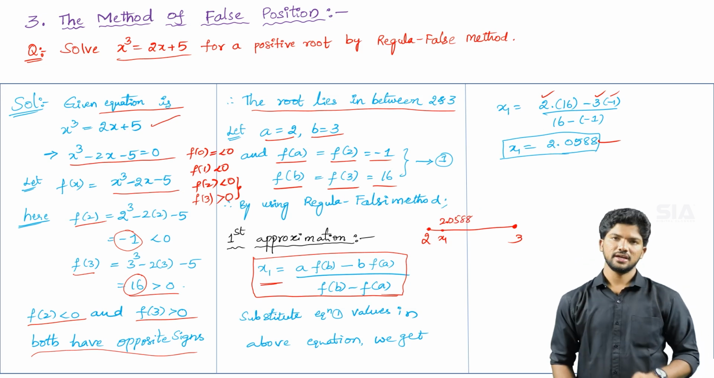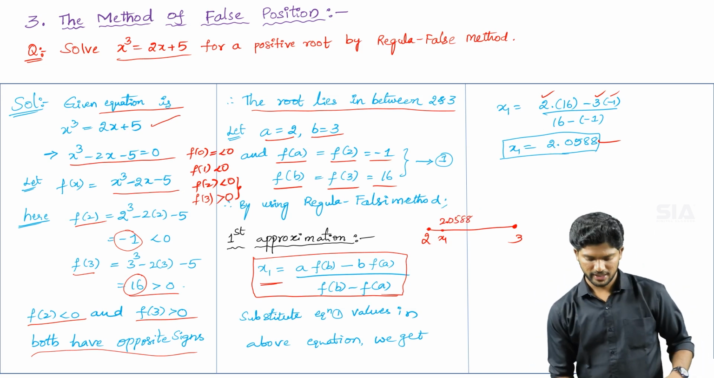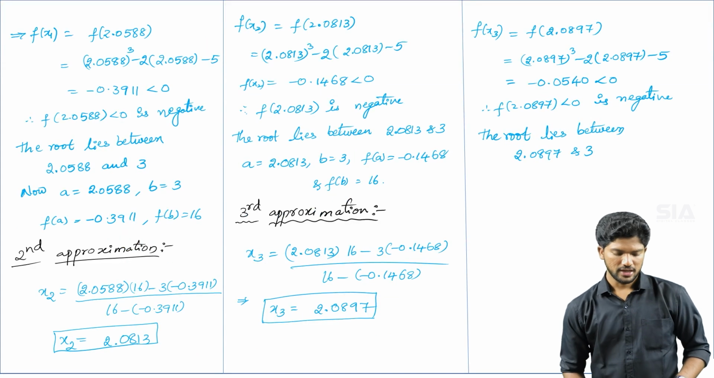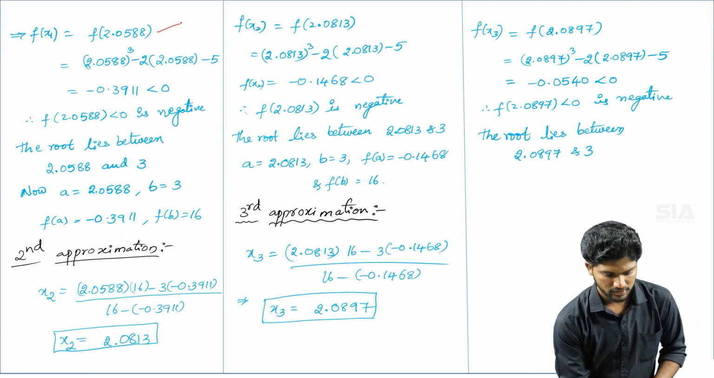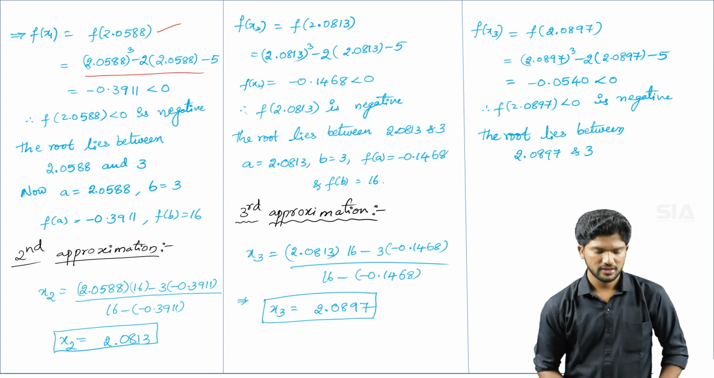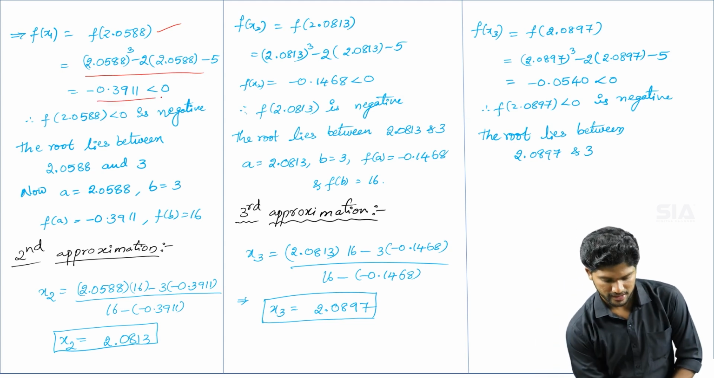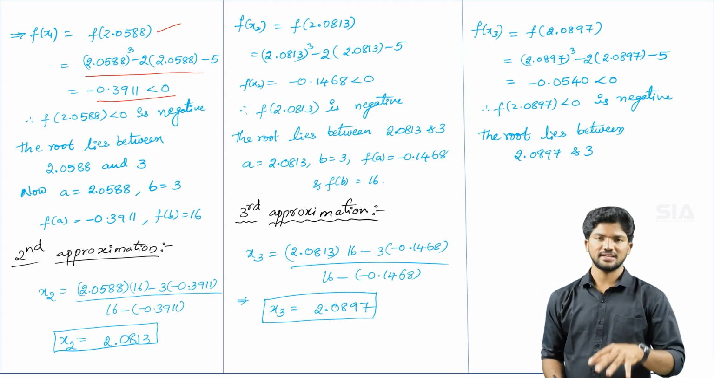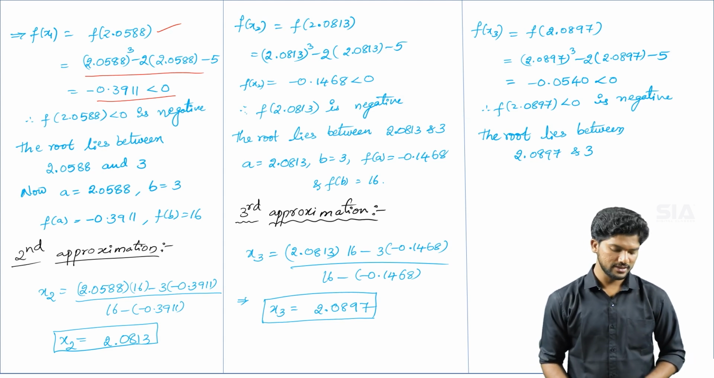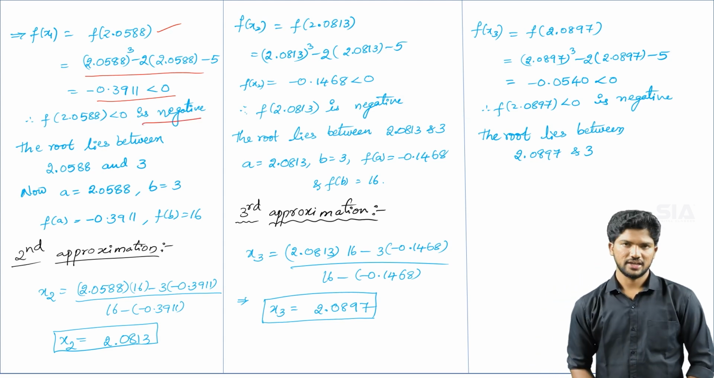2.0588. Okay, so that is between 2 and 3 only now. So therefore that is the x1 value. Now substitute that x1 value in the given function. If you substitute it in the given equation, then you will get minus 0.391. Okay, that is also less than 0. Here we got f of x1 less than 0, which is negative.